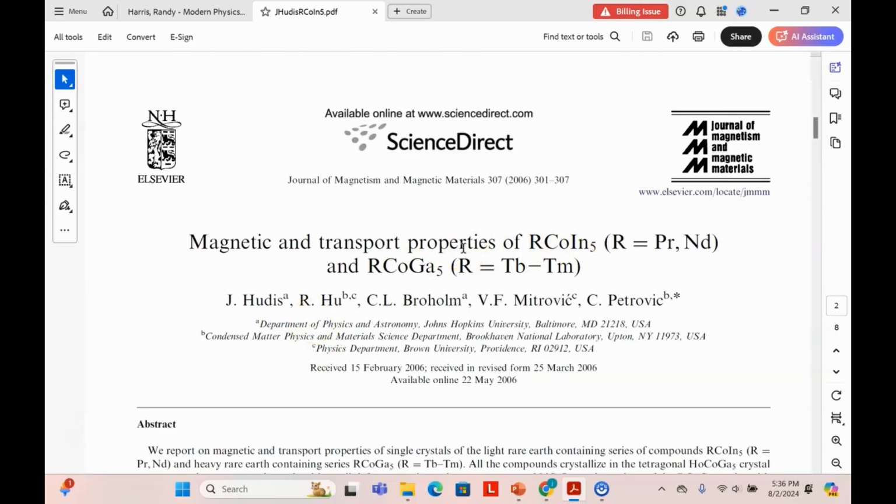In 2006, I wrote a paper on the compound R, cobalt indium 5, where R are some rare earth elements. This is me as the first author, Magnetic and Transport Properties of R, cobalt indium 5. If you're having a hard time sleeping at night, I recommend you read this. It will put you right to bed. It works like a charm, much better than melatonin.